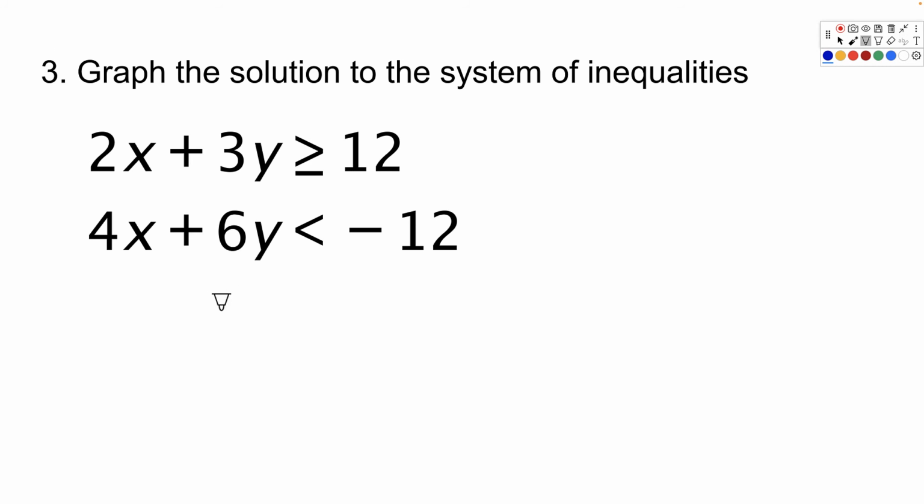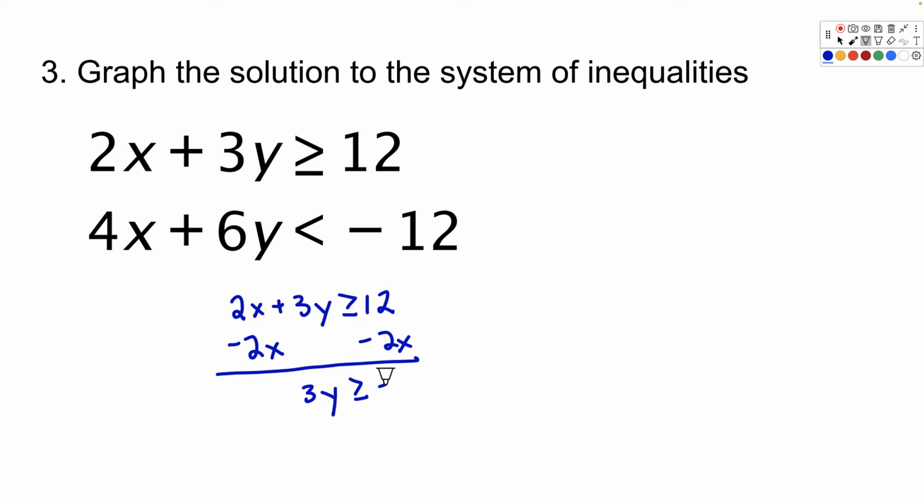Let's take the first inequality, 2x plus 3y greater than or equal to 12. We need to subtract 2x to both sides. This gives us 3y greater than or equal to negative 2x plus 12. And then we'll divide everything by 3. And we'll end up with y is greater than or equal to negative 2/3 x plus 4.